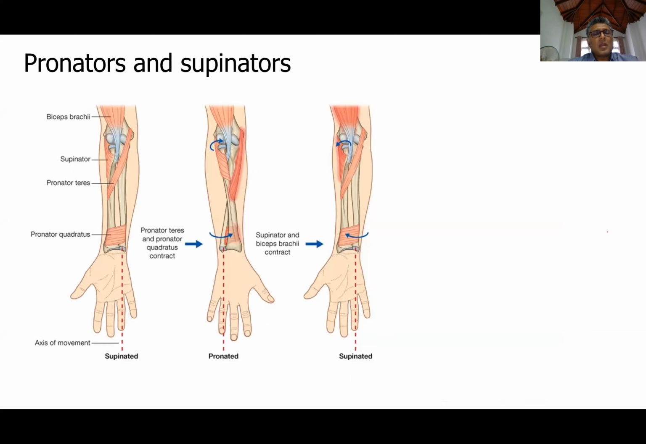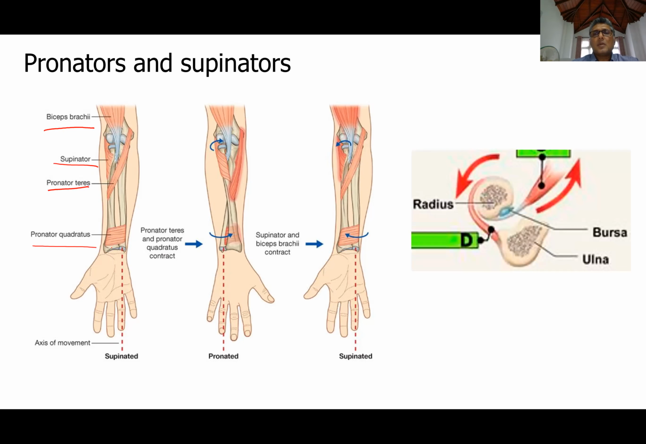Then pronators and supinators. Now there are several muscles that can contribute to pronation and supination, like brachioradialis and even the long flexors and extensors. They can help in pronation and supination, but the main supinators are the biceps brachii and the supinator muscle, and the main pronators are the pronator teres and the pronator quadratus. So that is the first thing to remember.